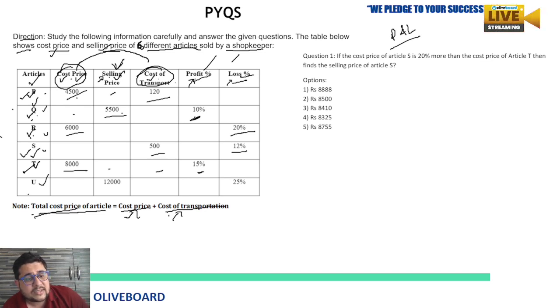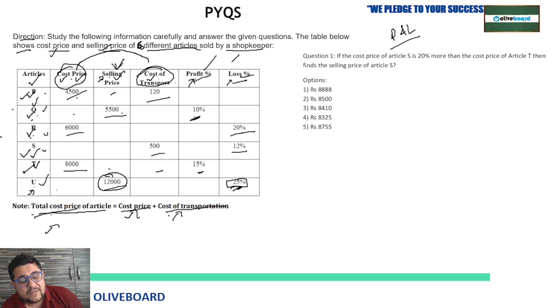Now the sixth one, article U: the cost price is missing, the selling price is 12,000, and the loss percent is 25%. So you have the selling price and the loss percent, and you can easily get the total cost price, since the 25% loss is on the total cost price of the article. But we cannot decide how much is the cost of transport and how much is the cost price. I hope you now understand the data given in the table form. Based on the question's condition, we will fill out the data and solve the question accordingly. Now let's move on to the first question.